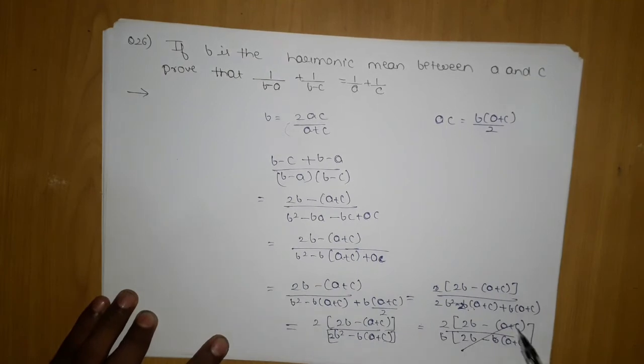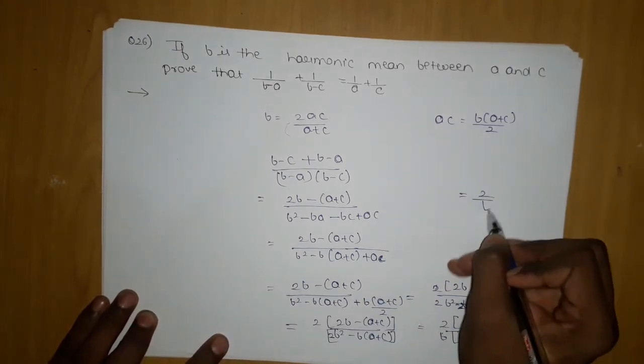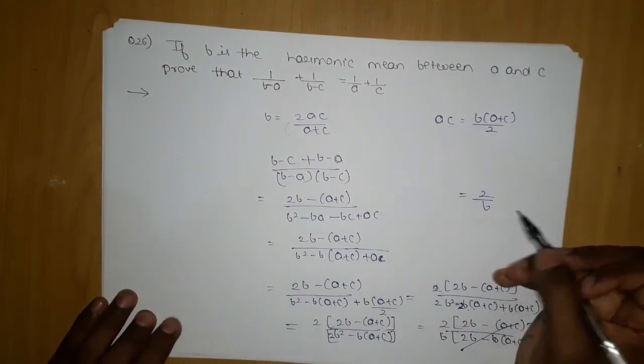So these two will cancel out. These two are on the top and they are the same, so they will cancel out. Our final answer is nothing but 2 by b. So we are getting our final answer as 2 by b.